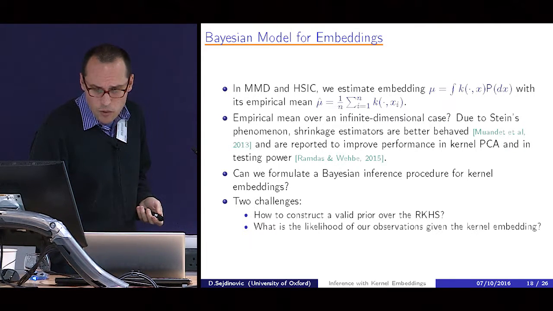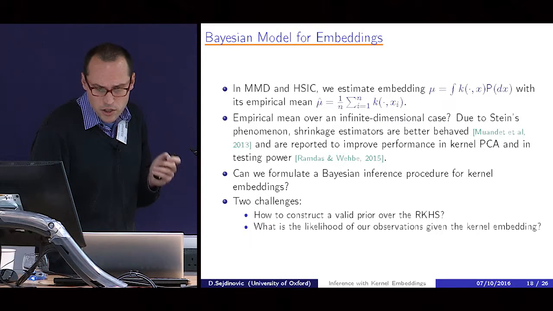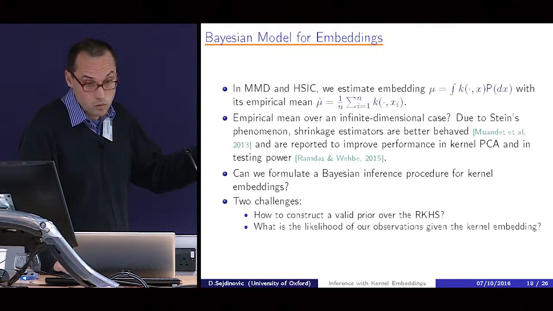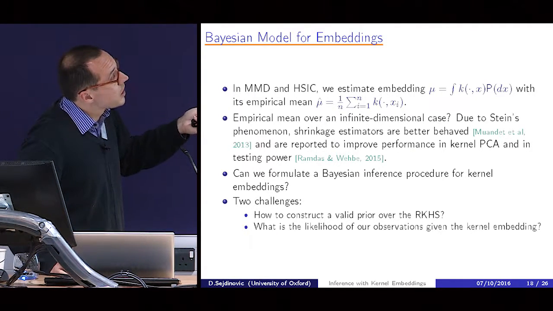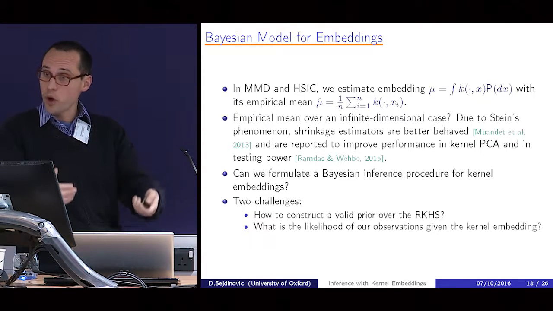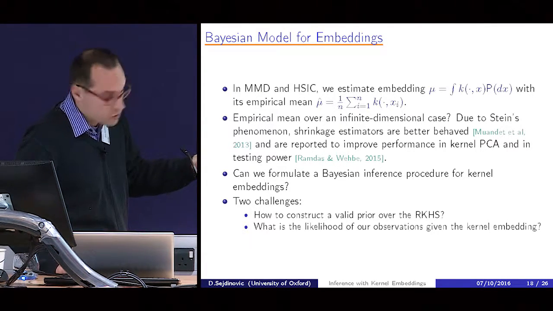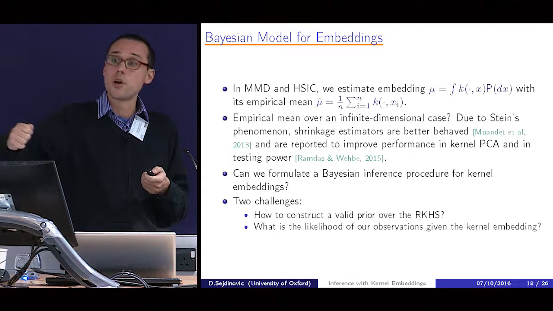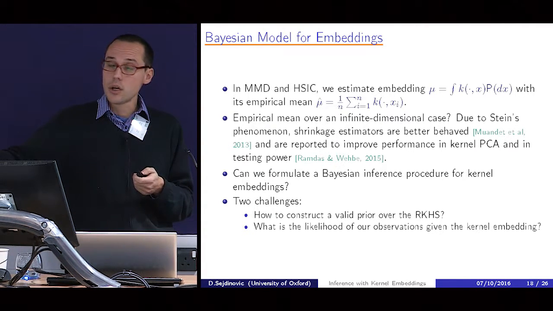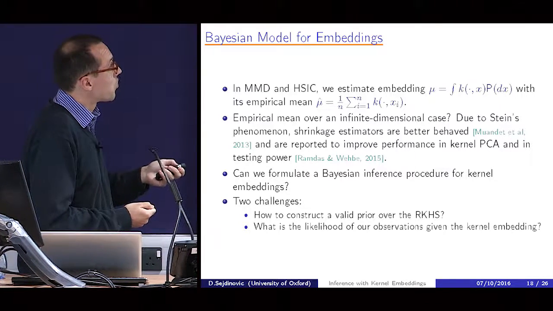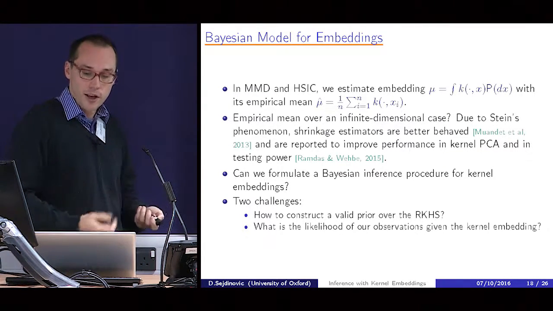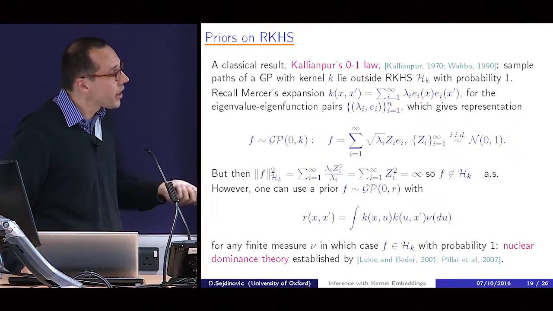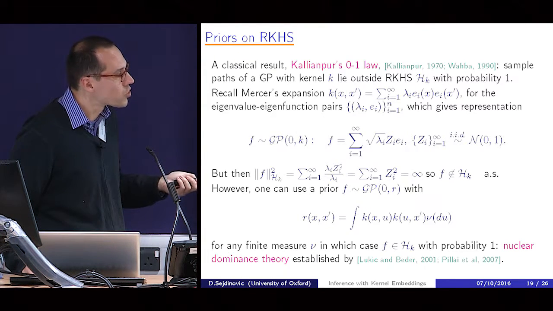So I think I will skip some of the technical details here in terms of these priors. Due to certain well-known results, if you sample from a GP, which is a natural choice of a prior over an RKHS, with a kernel K, the sample will actually fall outside of the RKHS with kernel K with probability 1. So it may appear surprising, but a GP with kernel K is not an appropriate prior on the RKHS H_K. But we can get around that by using the convolution of a kernel with itself.